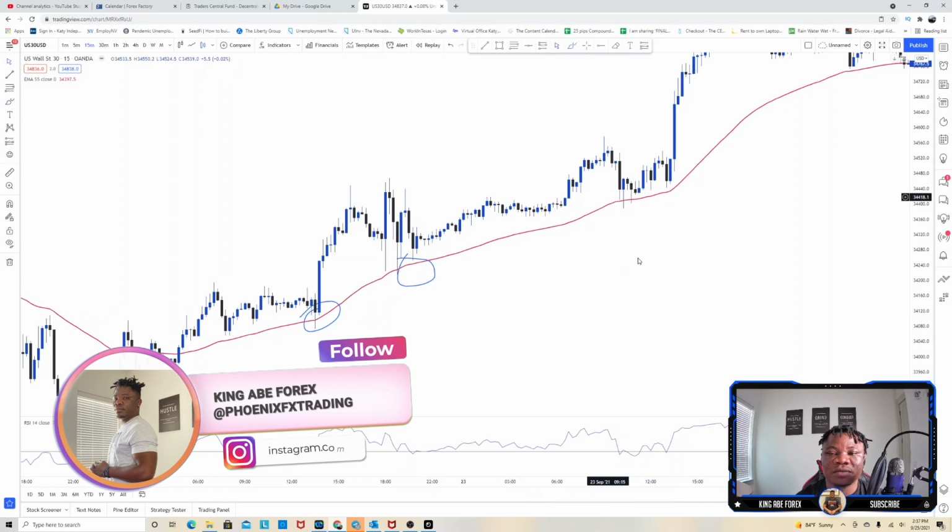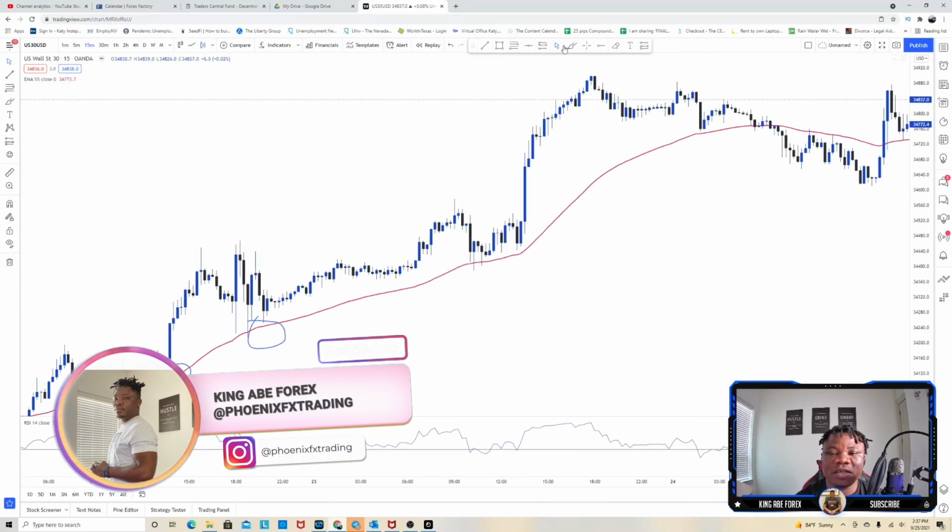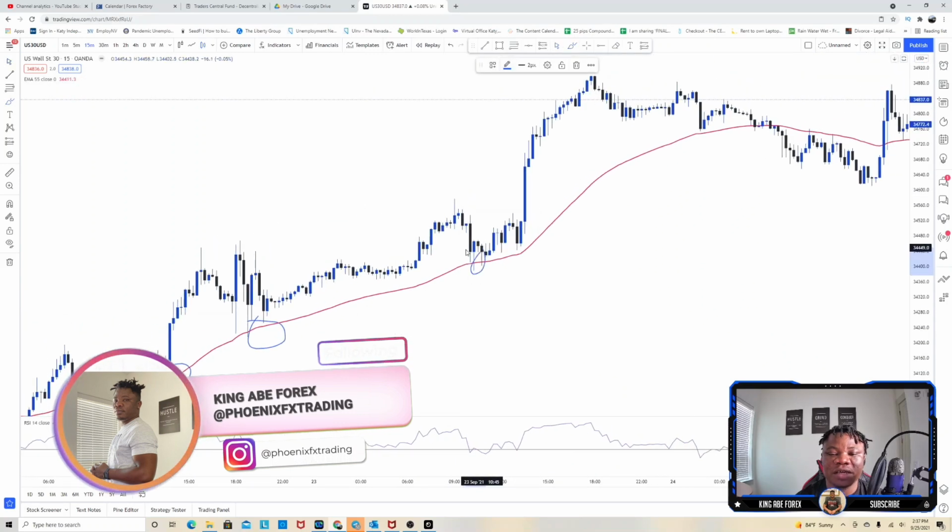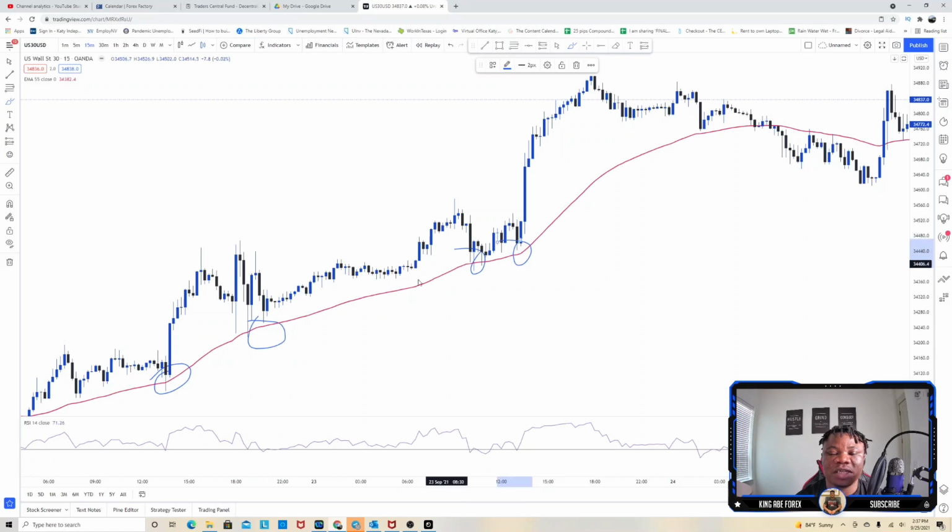And we had another entry right over here because price is still above the 55 EMA and we had the rejection, so we only know to take a buy position. And as we can see here, the RSI stayed right above the 50 line, so we're only looking for buy positions.